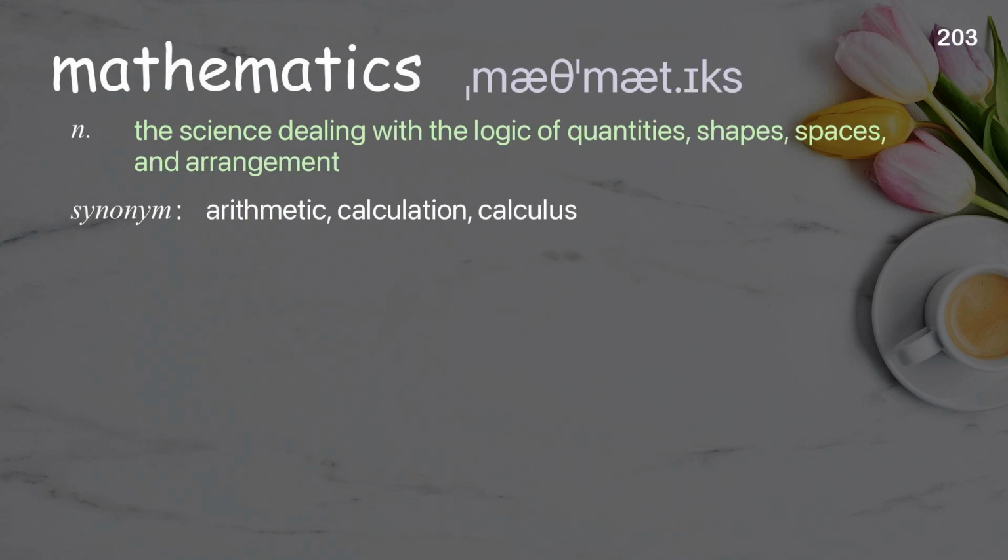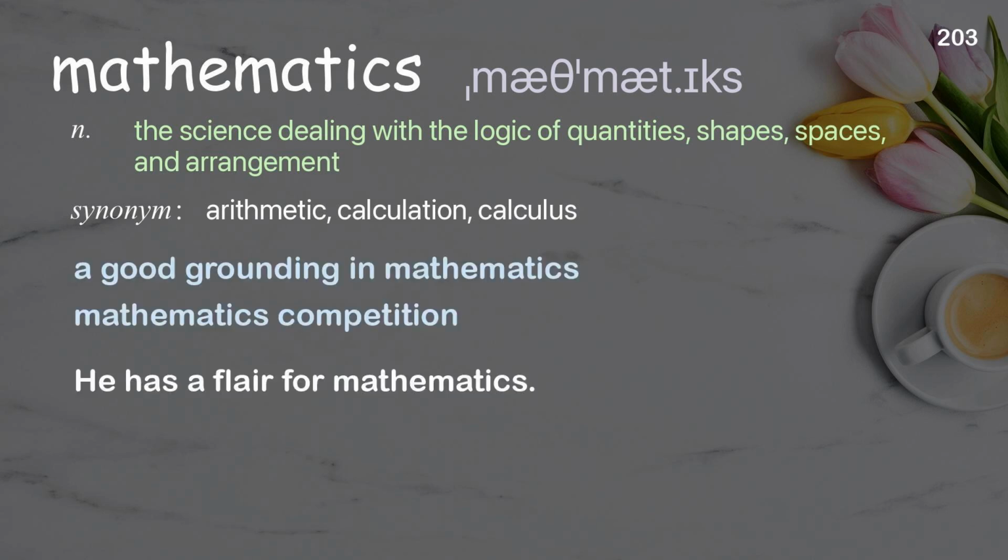Mathematics. The science dealing with the logic of quantities, shapes, spaces, and arrangement. Examples: a good grounding in mathematics, mathematics competition. He has a flair for mathematics.